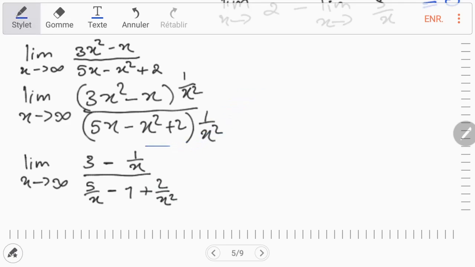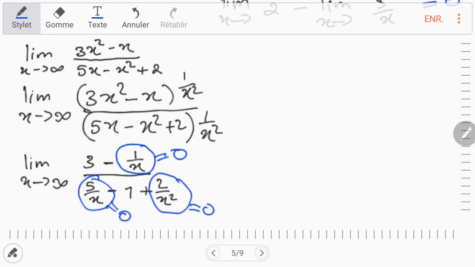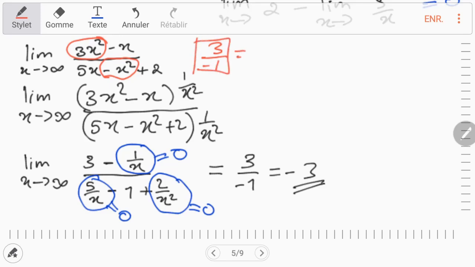Taking individual limits, as x goes to infinity the terms 1 over x, 5 over x, and 2 over x squared tend to 0. You are left with 3 all over minus 1, which is minus 3. And the simplest way to solve such a question is to identify the highest power of x in the numerator and denominator, which are 3 and minus 1, which gives you minus 3 directly without solving.